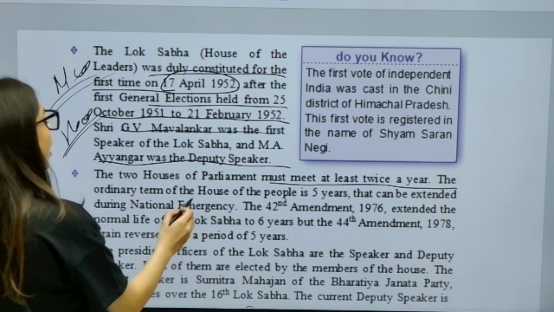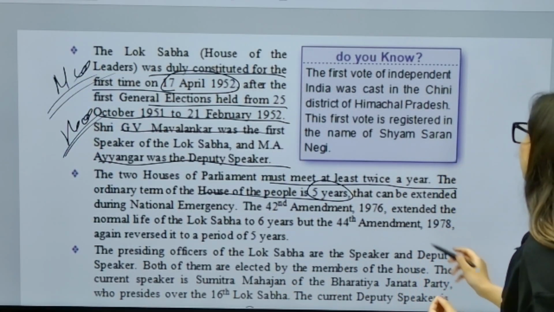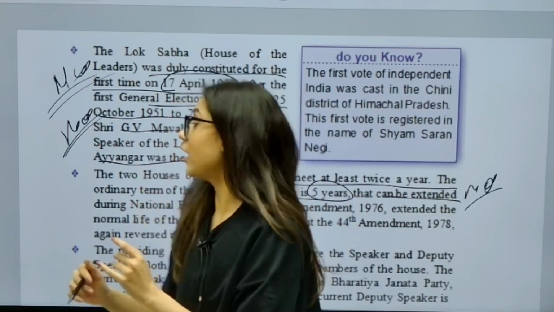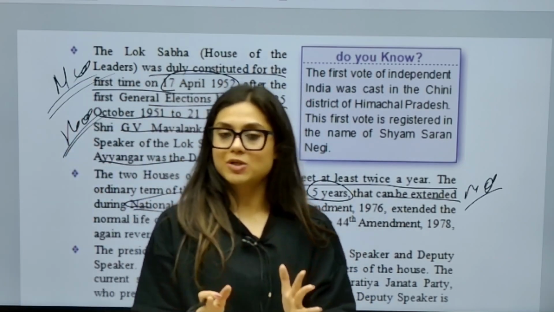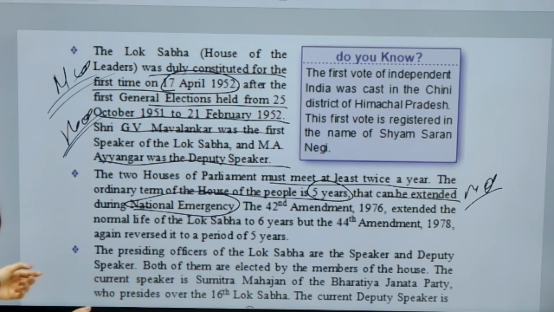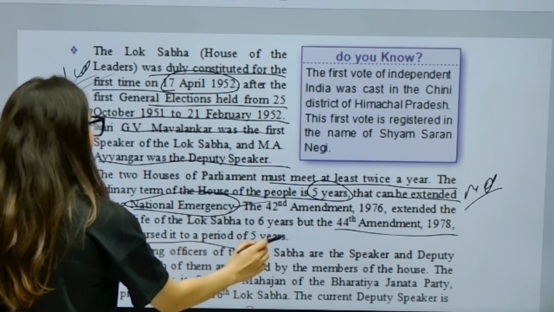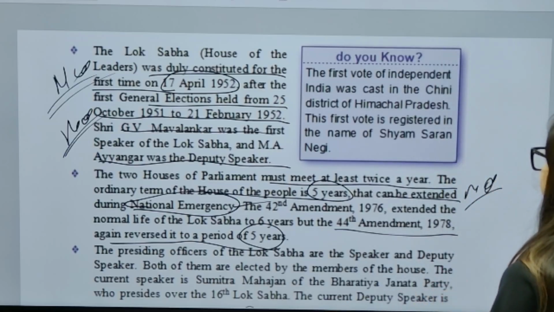So the ordinary term of the House of People is 5 years. Lok Sabha's tenure is 5 years, but it can be extended, MCQ. This 5-year term can be extended during national emergency. So if there is national emergency, they will put a pause on the elections that were supposed to be held. But the 42nd Constitution Amendment Act extended the normal life of Lok Sabha to 6 years. But later, after 2 years, the 44th Amendment under the Morarji Desai government reversed this decision and put it under 5 years only.